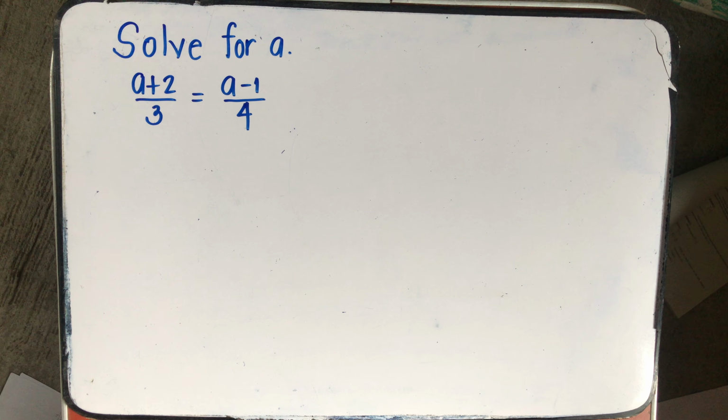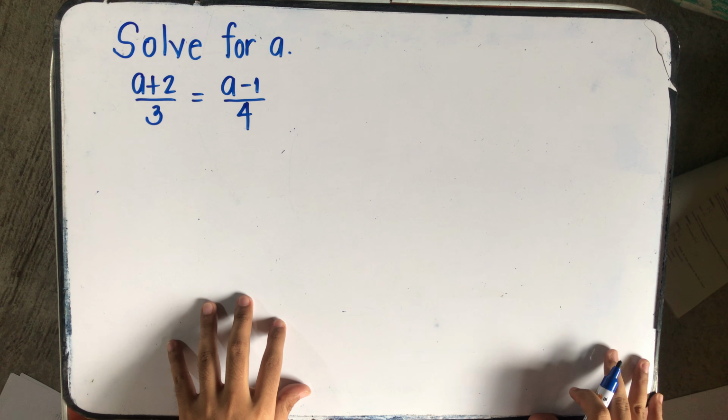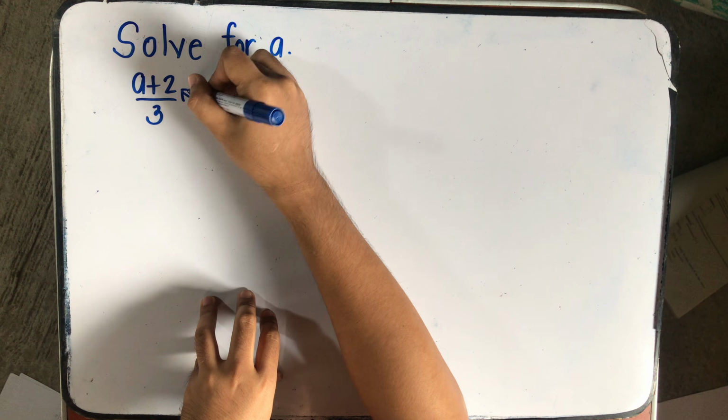For today, we will be discussing the continuation of solving rational equations. So let's try to solve this example. We're asked to solve for a, and we are given the equation (a + 2)/3 is equal to (a - 1)/4. If this is the given, all we have to do is to cross multiply. So let us try to cross multiply.